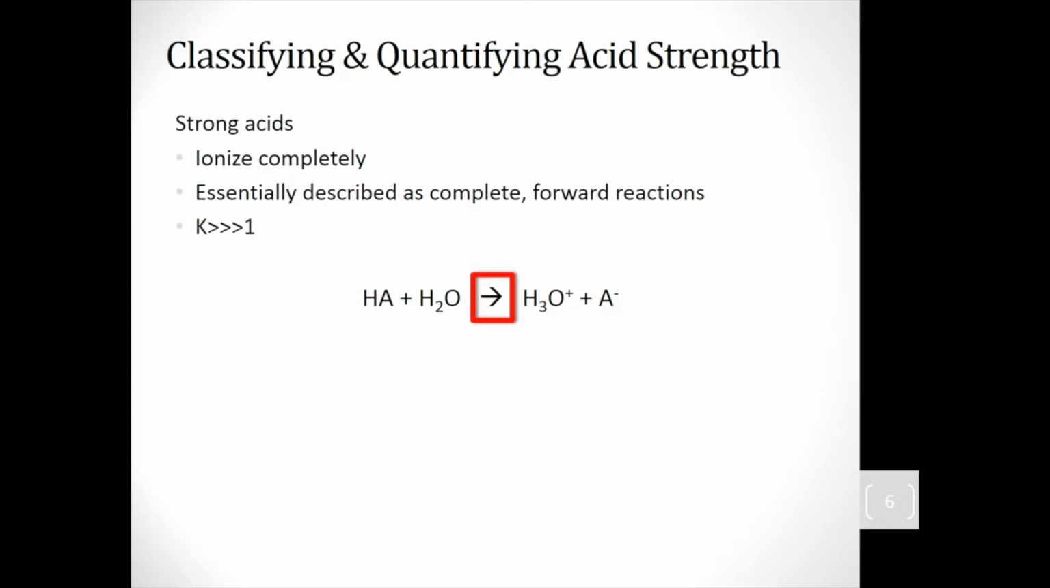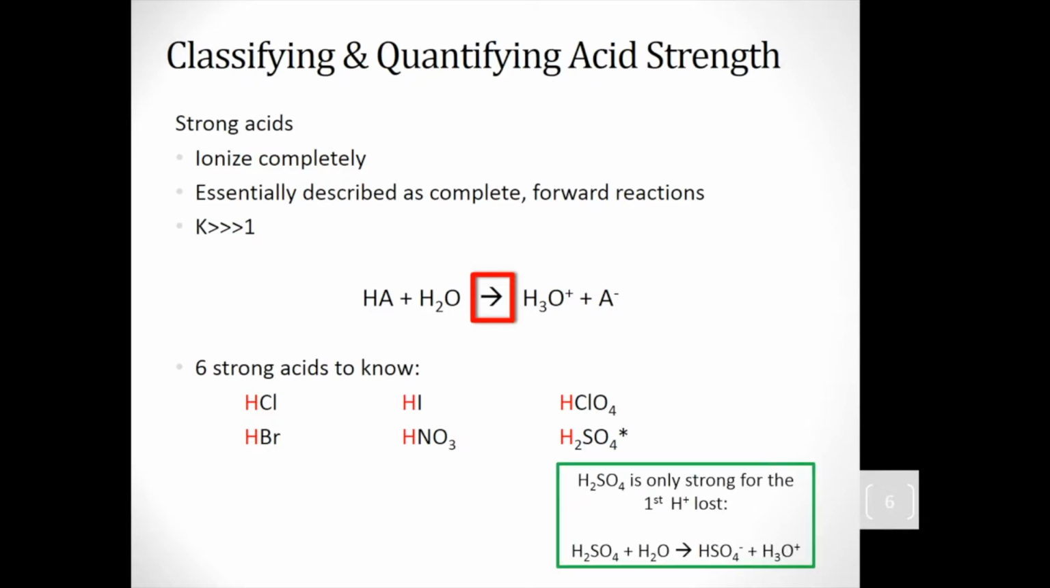There are 6 strong acids. I think there are 7 strong acids. I have 6 on here for you to know. I mean, I'll tell you the seventh. Hydrochloric acid, hydrobromic acid, hydroiodic acid, nitric acid, perchloric acid. The one not listed is chloric acid, and then sulfuric acid, but I've got a big note. Sulfuric acid is only strong for the first ionization, and I have the reaction written here. We'll deal with the second ionization later in this module.